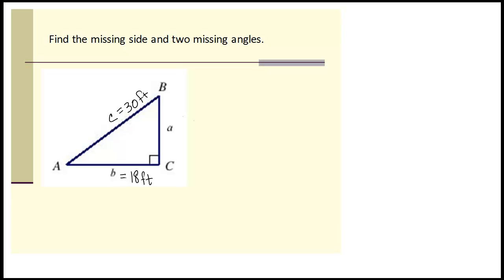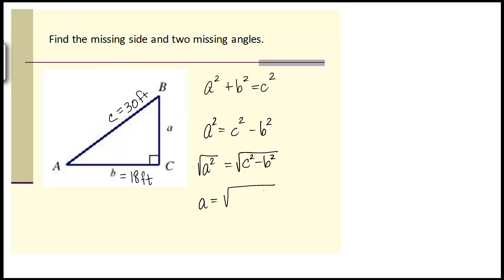So in this problem, we're given a right triangle where I do not know angle A or B or side A, but I do know sides B and C. So to find the third side of a right triangle, I'm going to use the Pythagorean theorem. If you want to go ahead and get A by itself, I want to subtract B squared from both sides. Then take the square root of both sides. So side A is the square root of C squared minus B squared. 30 squared minus 18 squared, you should get 24 feet.